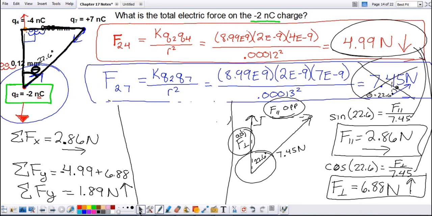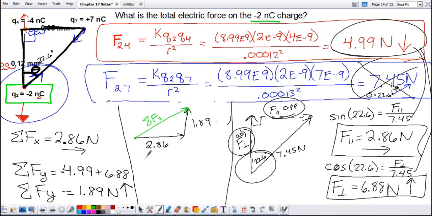And now I get to add these two vectors together. Remember, we go tip to tail, so I'm going to take 2.86 newtons to the right, and then add the other vector of 1.89 newtons up, and I'm going to add the two vectors together, I'll get that, which is the hypotenuse, okay, which is my net force on charge 2.